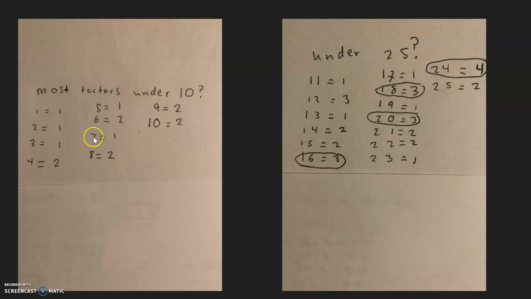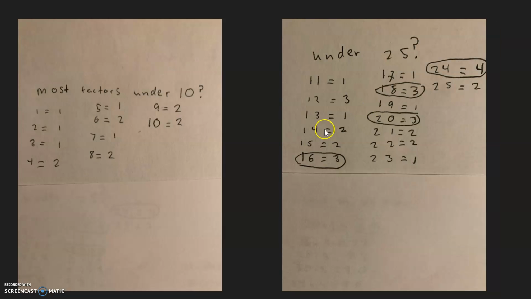From there we just kept going and we went to 25. We started to notice these numbers that were bigger than the rest, like 16, 18, 20, 24. These are more composite. They have more factors. That's what we're looking for. So I kept with it.